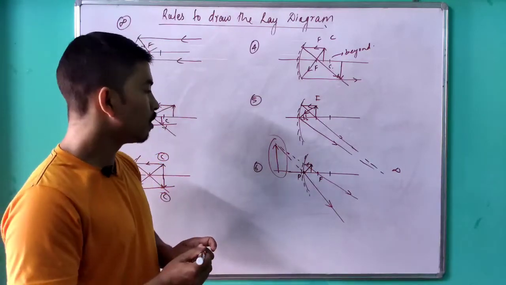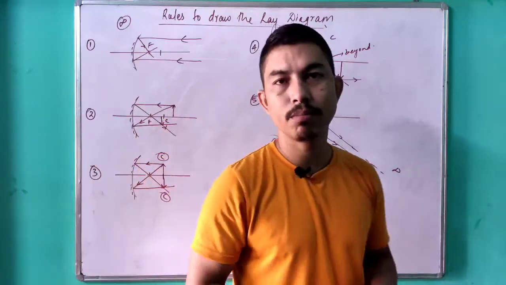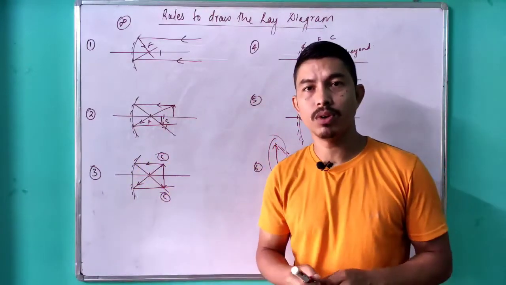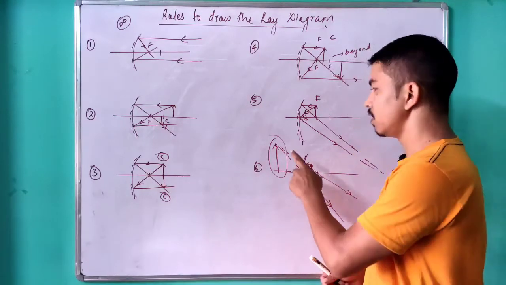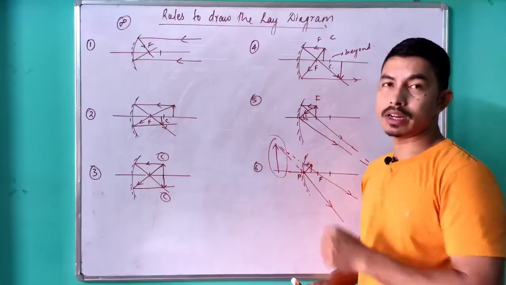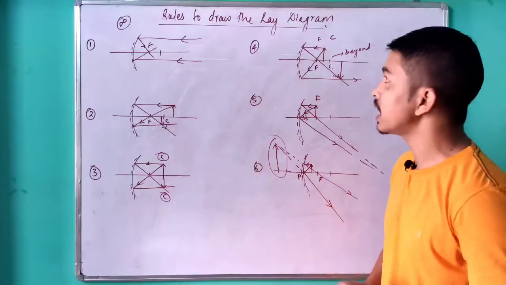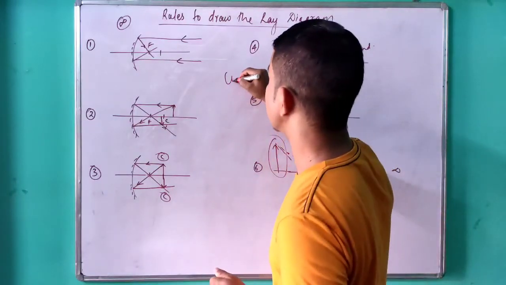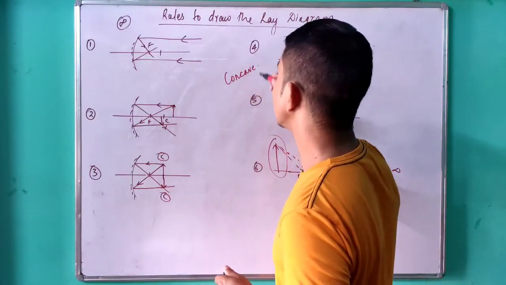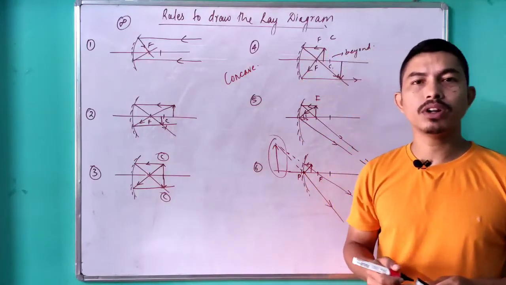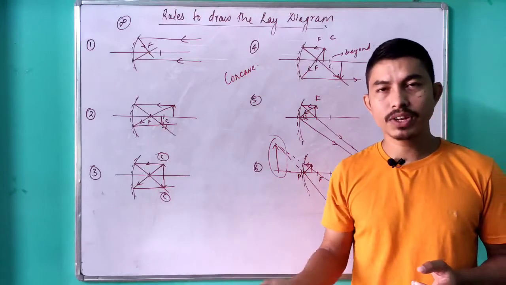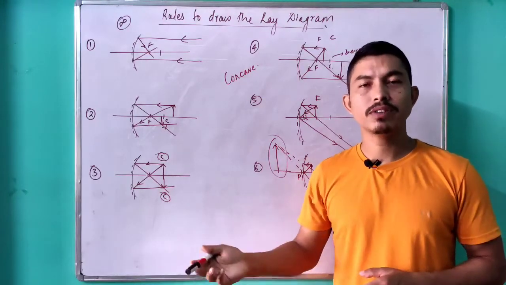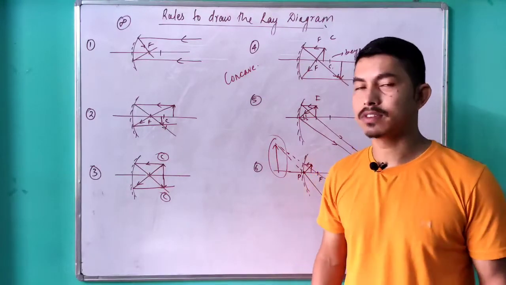Out of all of these, the 6th ray diagram is very important from the examination point of view. You may be asked to draw the ray diagram when a concave mirror forms a virtual as well as an erect image. So these 6 are the ray diagrams formed by a concave mirror. Now for a convex mirror, we have only 2 ray diagrams: the first one, the image at infinity, and the second one, the image at any point on the principal axis.